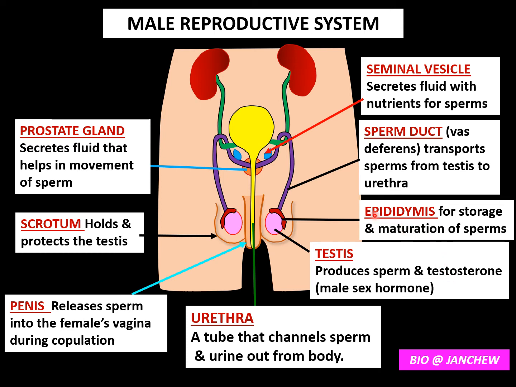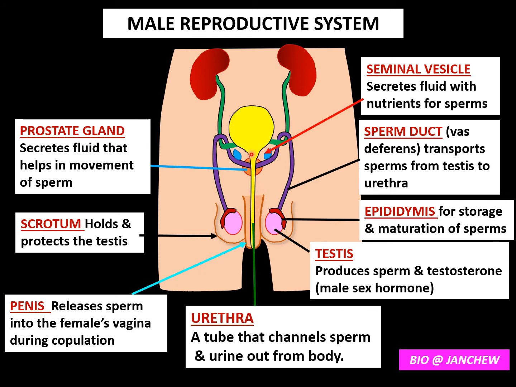Now, after that, the sperms will be stored in the long coiled tubule called the epididymis. It's for the storage and maturation of the sperms. Then after that, the sperms will be transported through the sperm duct here, which is colored purple. It is also called vas deferens. And the sperm duct will carry the sperms to the urethra, which is the yellow tube here.